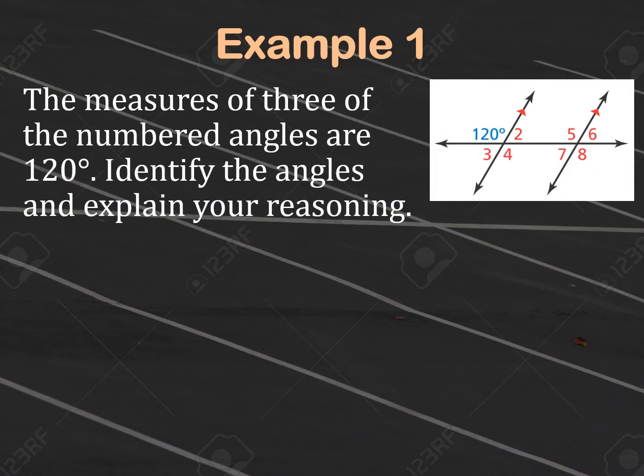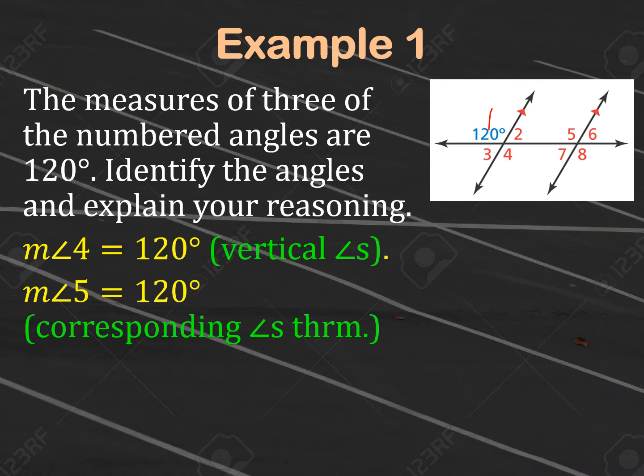Example 1. The measures of three of the numbered angles are 120 degrees. Identify the angles and explain your reasoning. So let's call this first angle angle 1, just so I can identify it by a number. So which angles are also 120 degrees? Which angles are congruent to angle 1? So we have angle 4, because angles 1 and 4 are vertical angles. Remember, vertical angles are angles across from each other when two lines intersect. So they are congruent, so angle 4 is also 120 degrees.